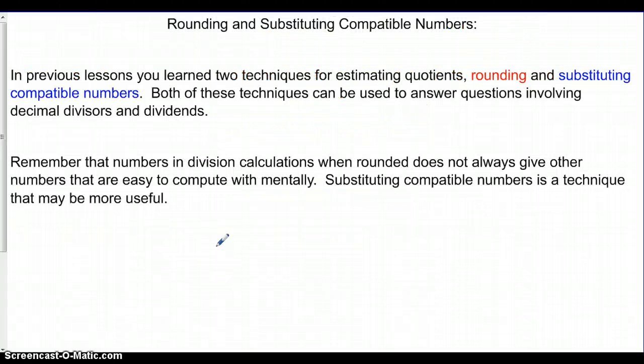Rounding and substituting compatible numbers. In previous lessons, you learned two techniques for estimating quotients: rounding and substituting compatible numbers. Both of these techniques can be used to answer questions involving decimal divisors and dividends. Remember that numbers in division calculations, when rounded, do not always give you other numbers that are easy to compute with mentally. Substituting compatible numbers is a technique that may be more useful.